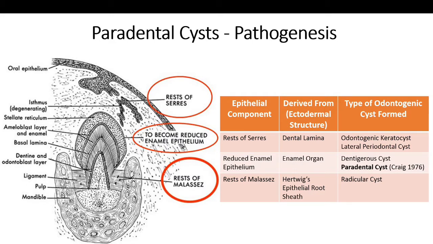So in order to understand why some odontogenic cysts form pericoronally, others at the CEJ, and others again in the apical regions, we need to revisit the embryology of odontogenesis in order to understand the location and derivation of the different epithelial rests. This diagram shows superiorly the oral epithelium, or gingiva.